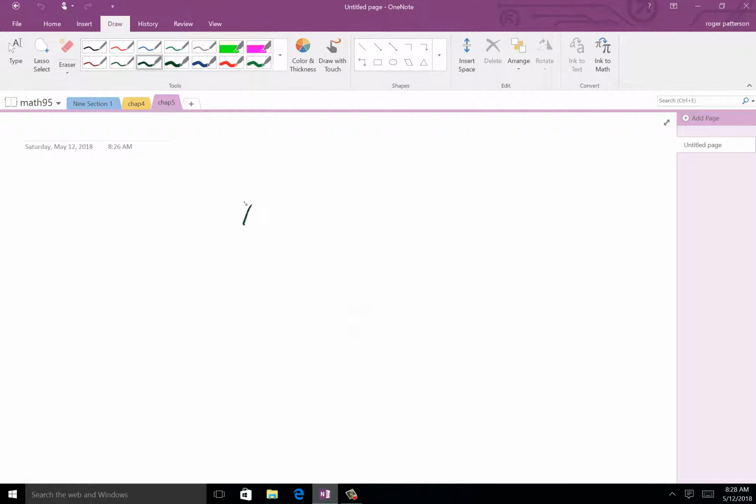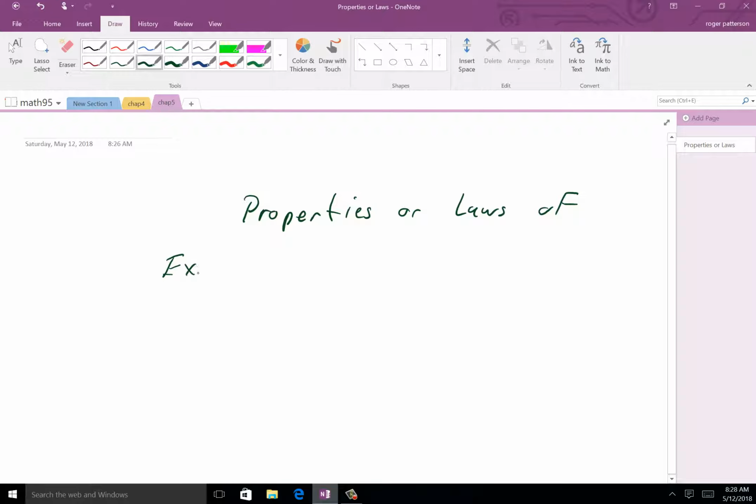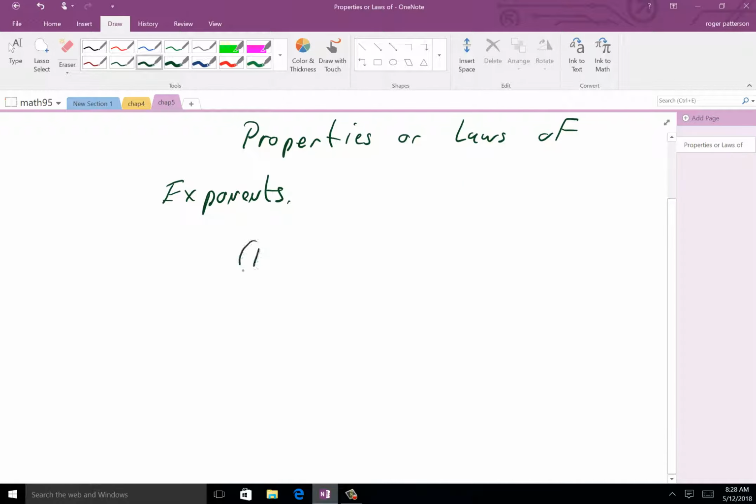So, either properties or laws, however you want to think of it. All right, so here's what they are. And these are all ones that you've had before.